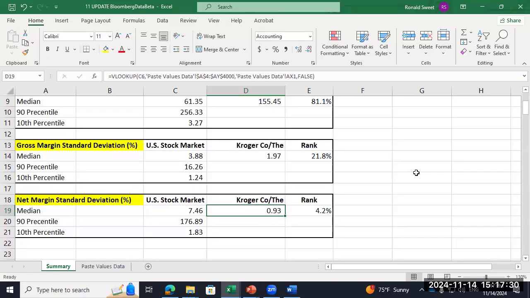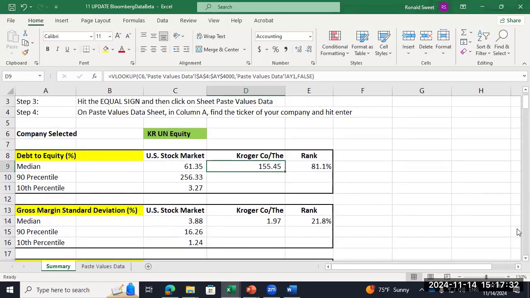But what's the one negative on beta for Kroger? It's their debt. Their debt is enormous. They have a 155% debt to equity when the average stock is 62%. Now, what does that mean for Kroger? So you say, okay, this is a low beta firm, maybe 0.5.